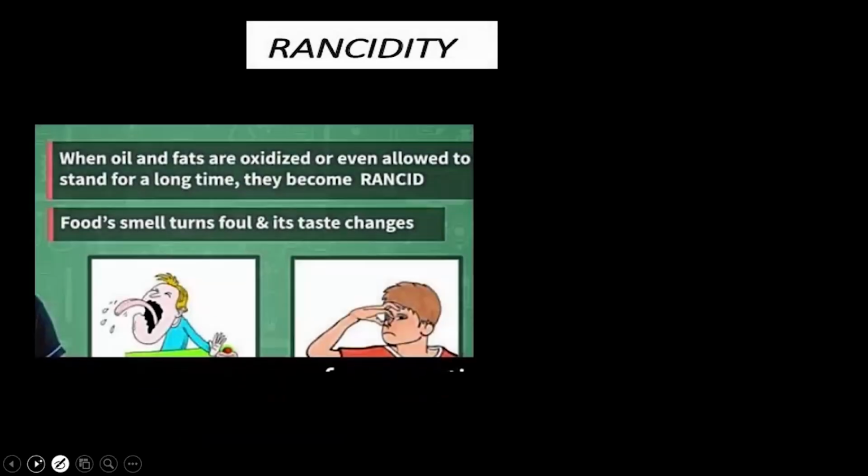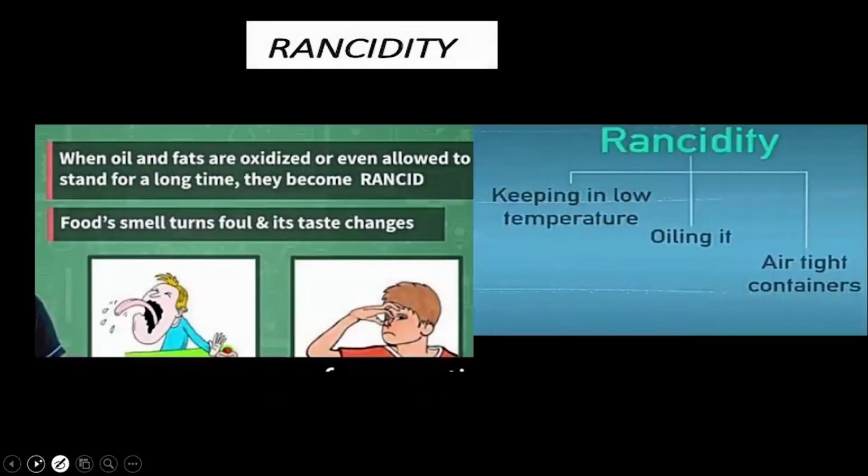Okay. Then one more topic you have to discuss in this chapter is rancidity. You will have observed some food items becoming rancid. That means when left for a long time, we will experience some foul smells or there is a change in their taste. So what is it due to? It's due to oxidation, which makes them rancid.